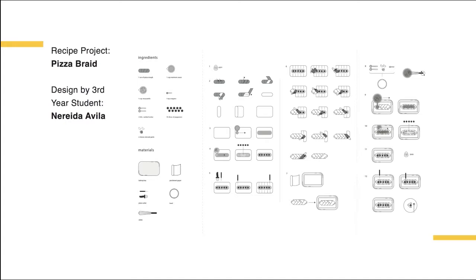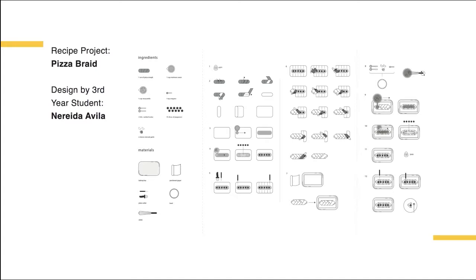What we see here is a student chose to make the pizza braid. On the left are the ingredients and materials needed to make this item. To the right of that are all the instructions to guide a viewer through the process from start to finish.